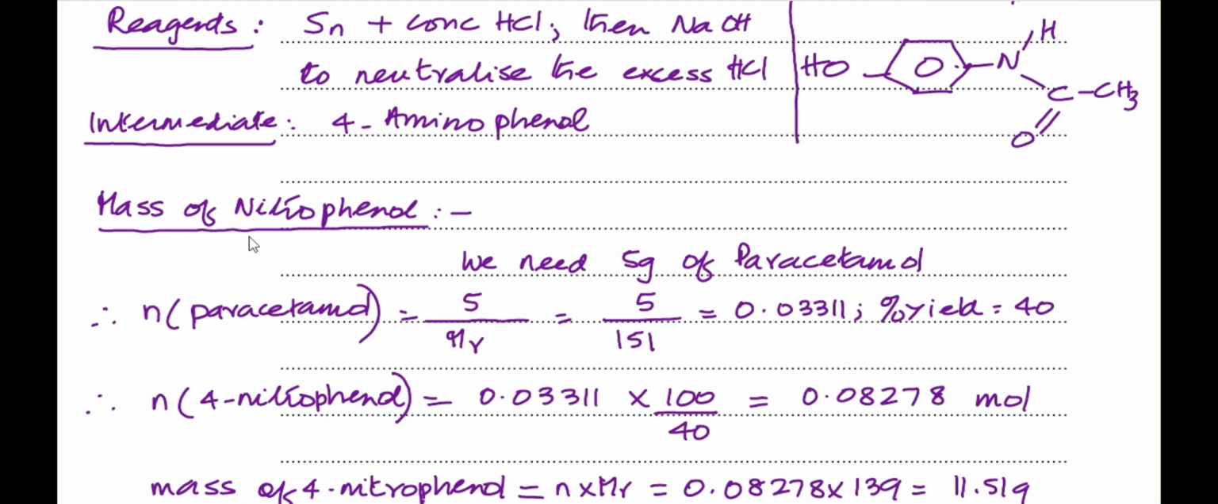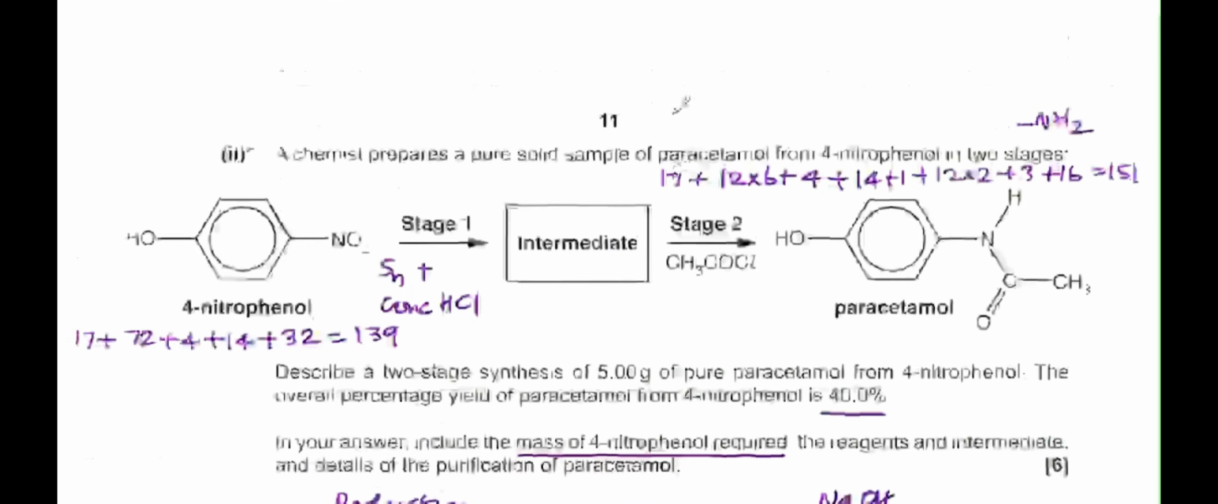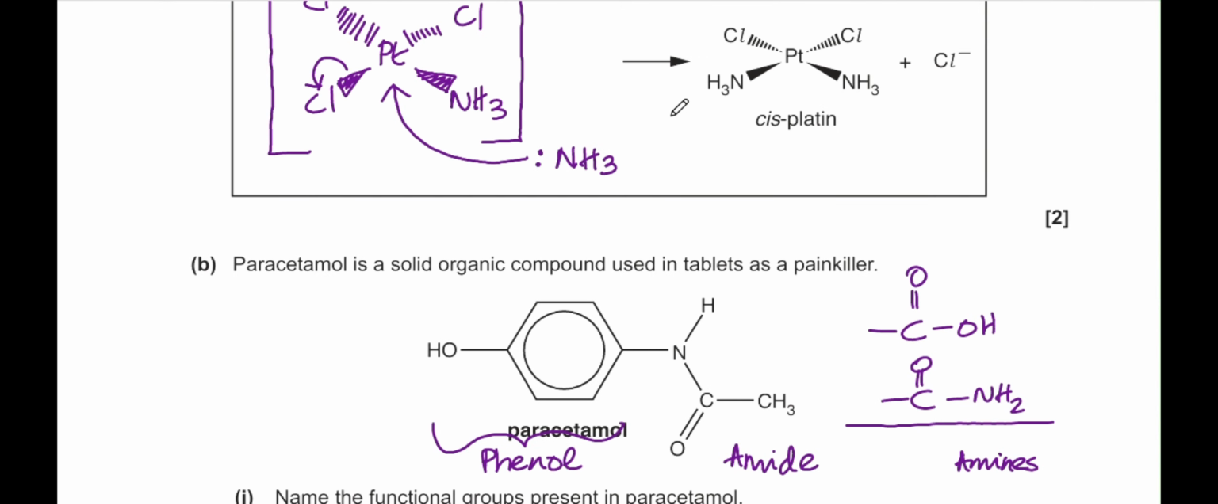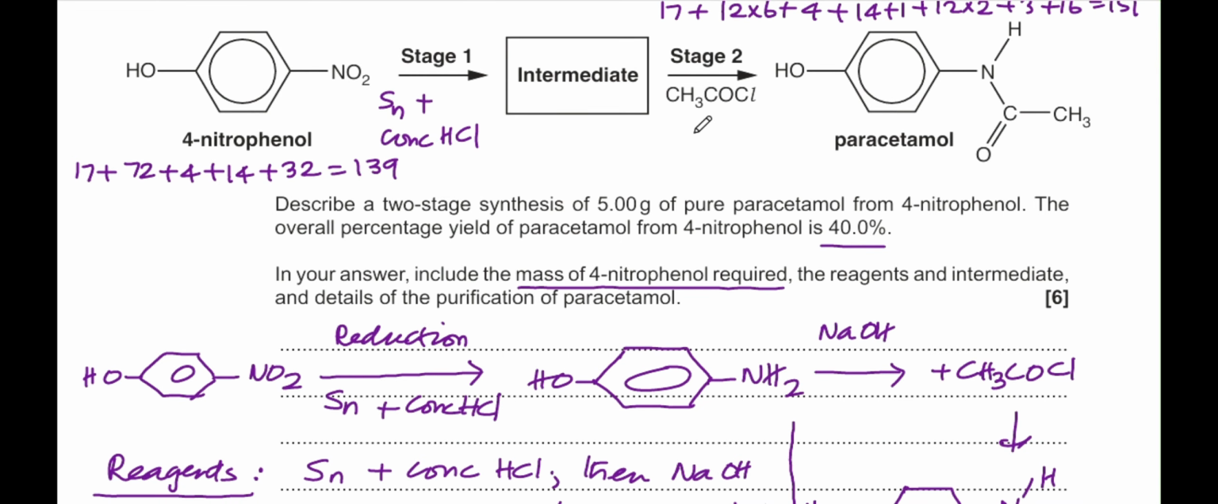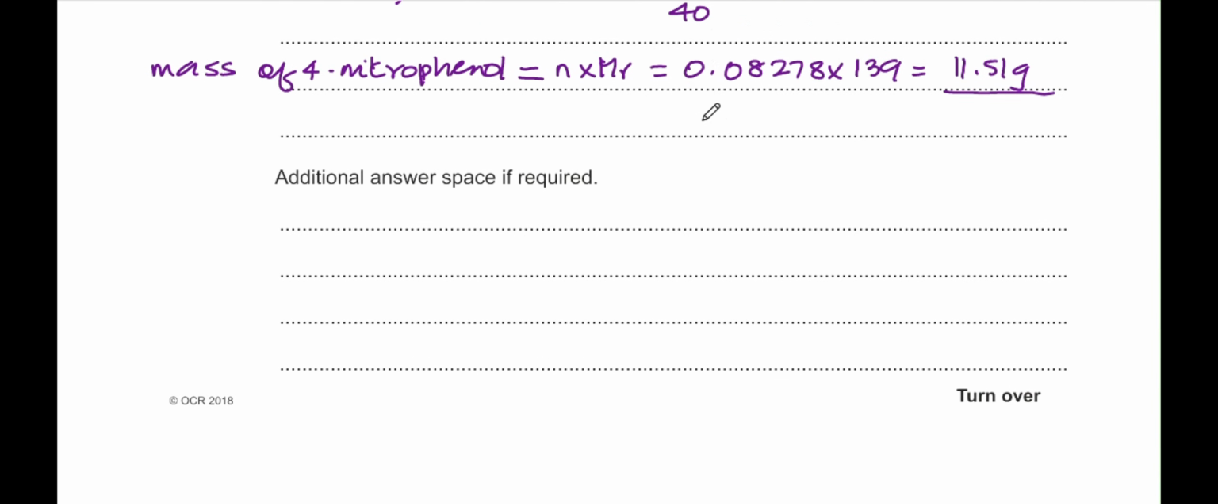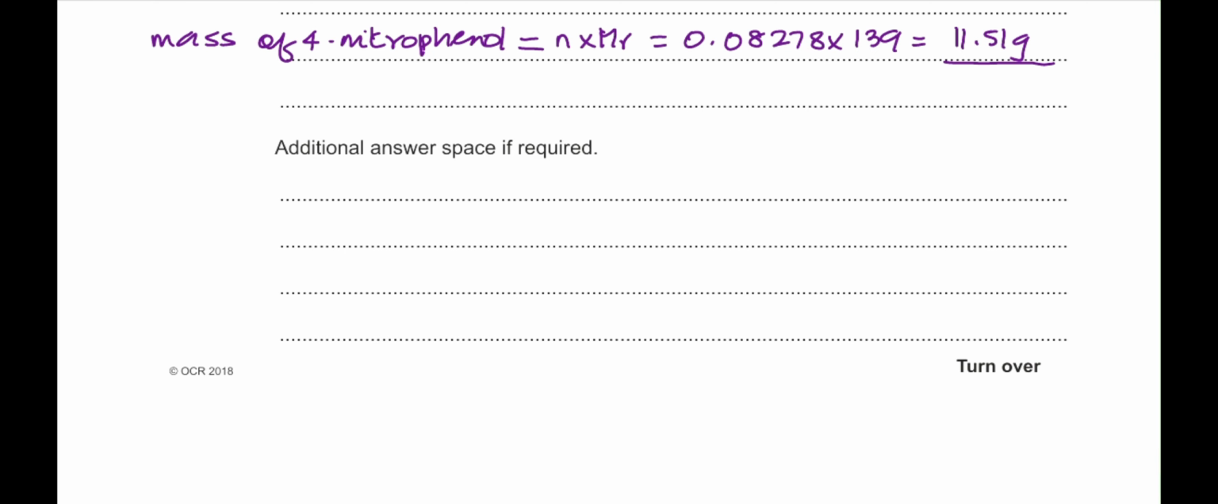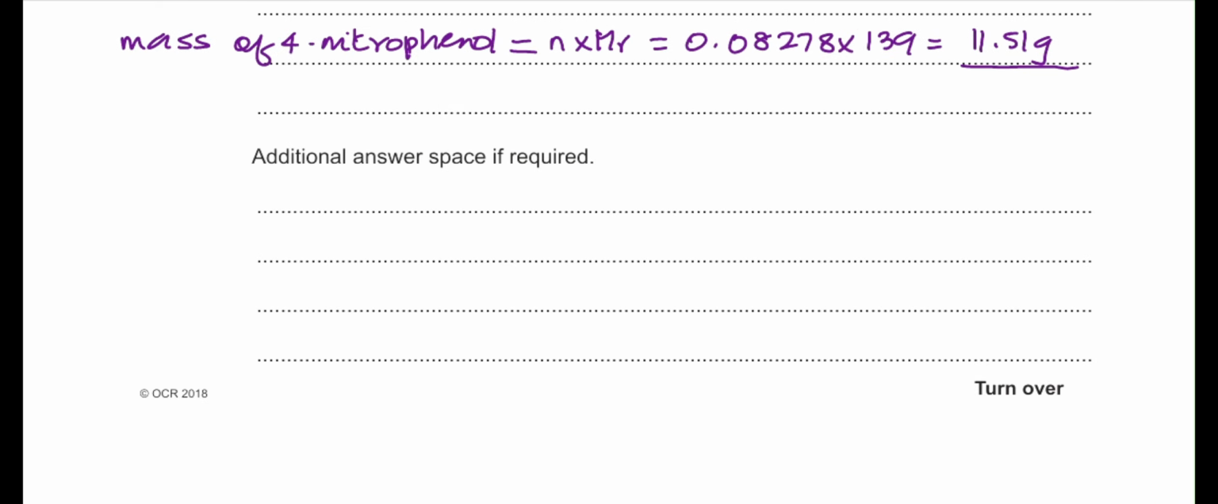Now we have to describe the process of purification. If you go back to the question, part B, you will see that paracetamol is a solid. Therefore, to purify this solid, we need to dissolve it in hot solvent, then cool the solvent to crystallize it, filter it, retrieve all the crystals, and wash them with a cold solvent. Let us put the fourth side heading, purification.